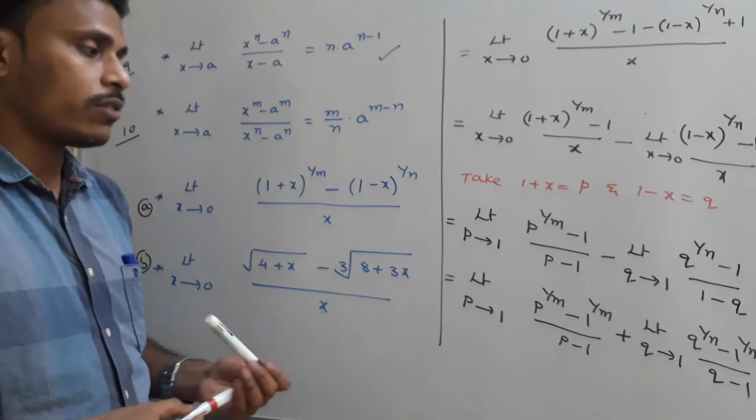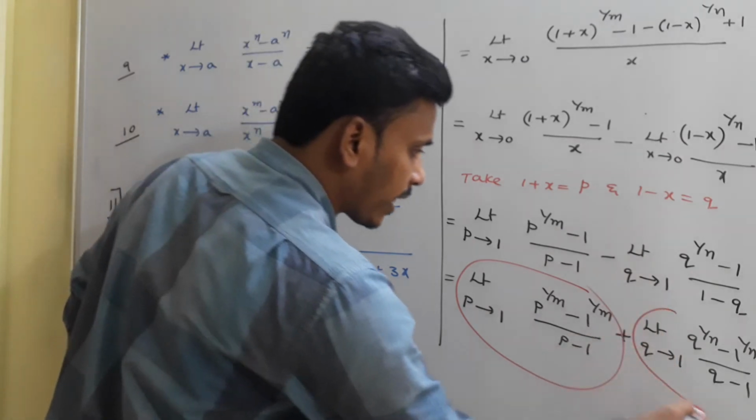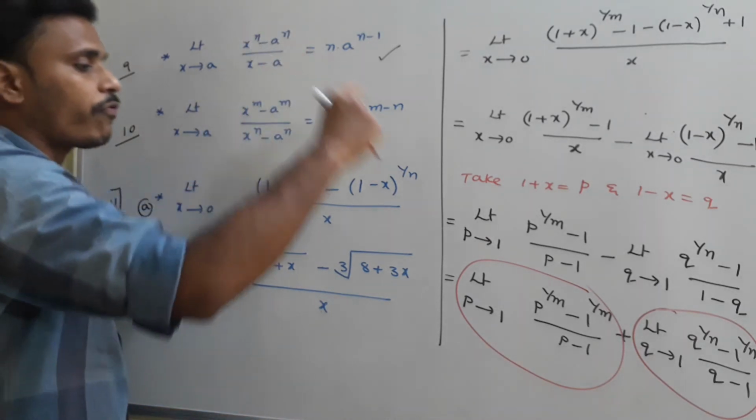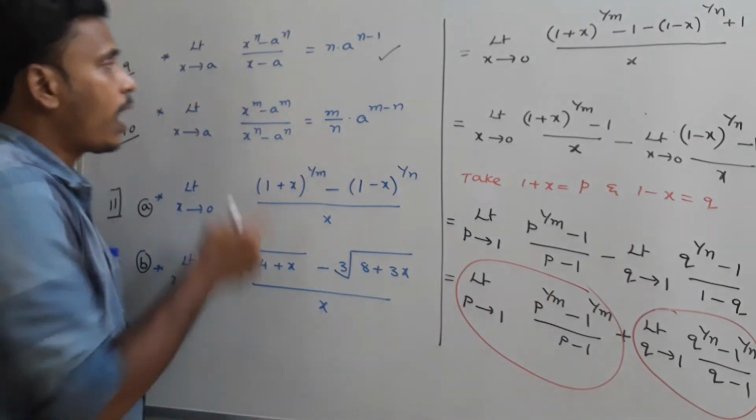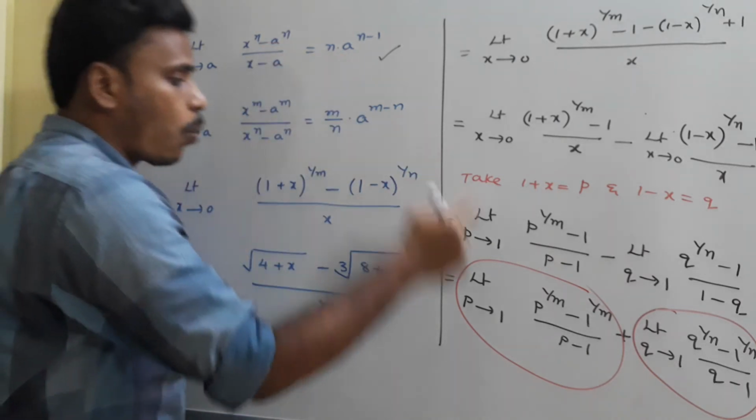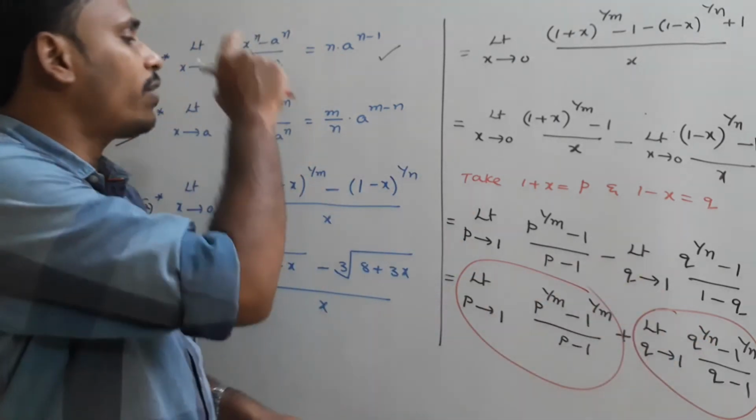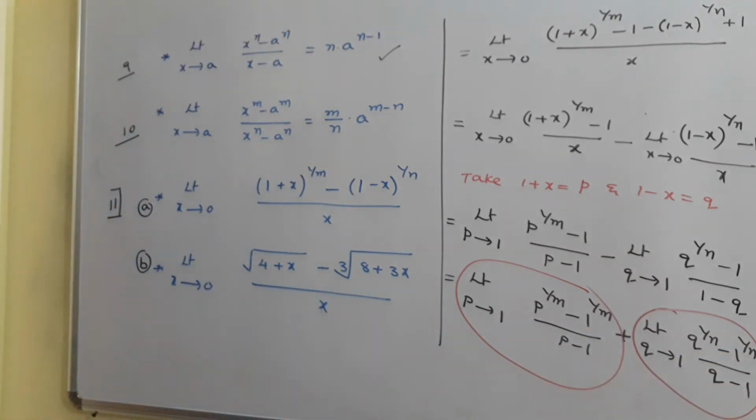Now just look at the format, the first format as well as the second format. What is the first format? Limit x tends to a, x power something minus a power something by x minus a. The same format is there, but in the place of n we have 1 by m, and in the place of a we have 1. Similarly here, in the place of the power it is 1 by n, and in the place of a we have 1. So now as per that format, what is your answer?